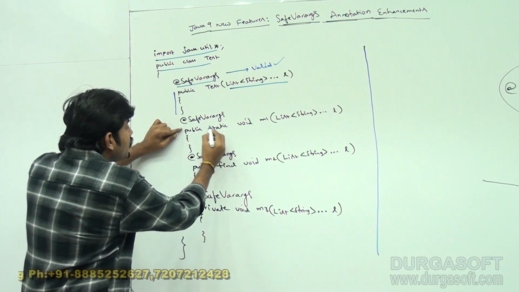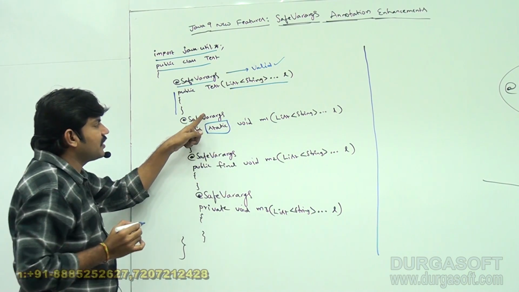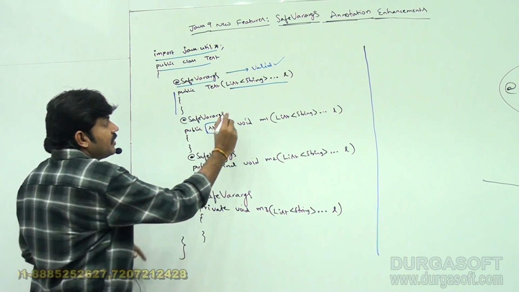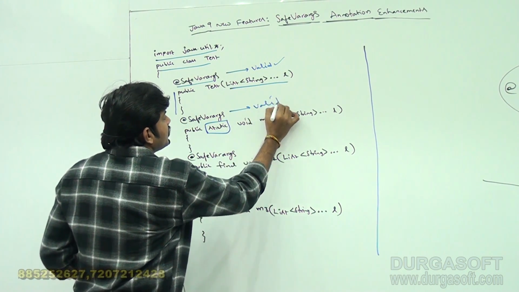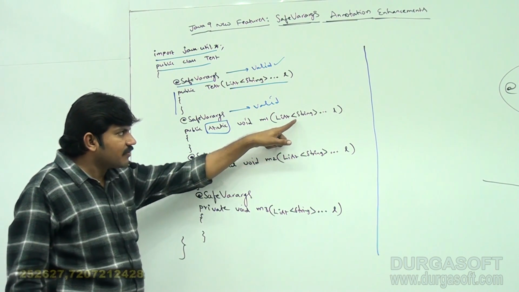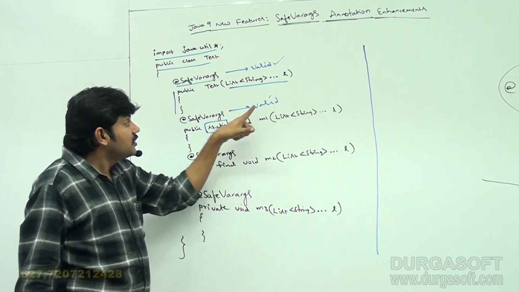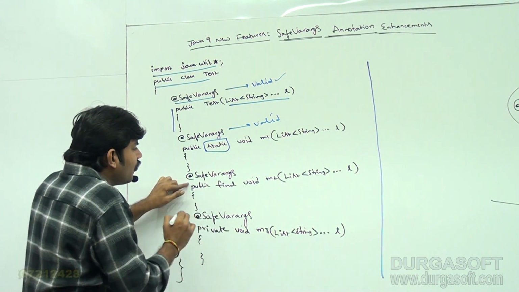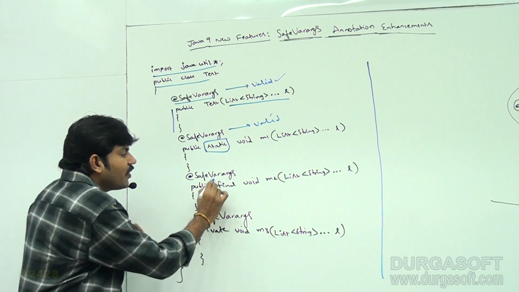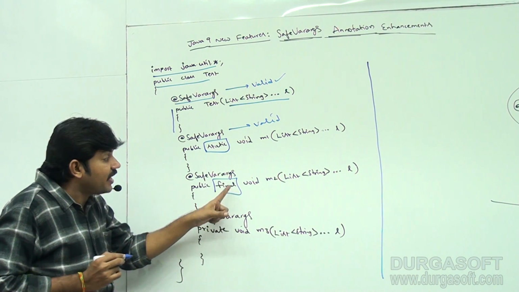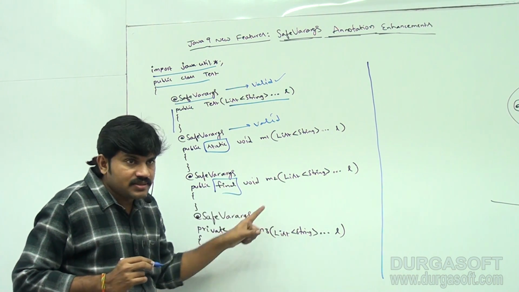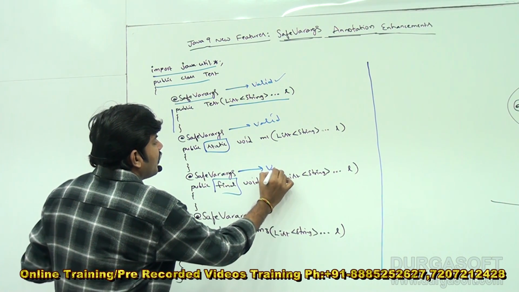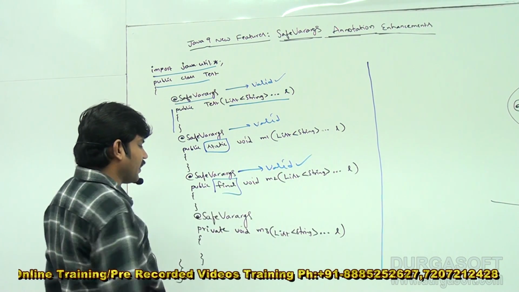Next, I am using the SafeVarargs annotation for a static method. Is it valid or not? Yes. Public static void m1 with a VARARG parameter. For this SafeVarargs annotation, no problem, valid. Now the SafeVarargs annotation for a final method, public final void m2, like this. Is it valid or not? Valid, no issue at all.